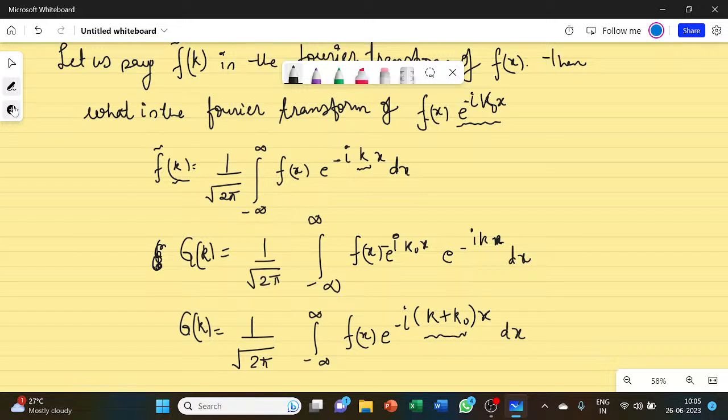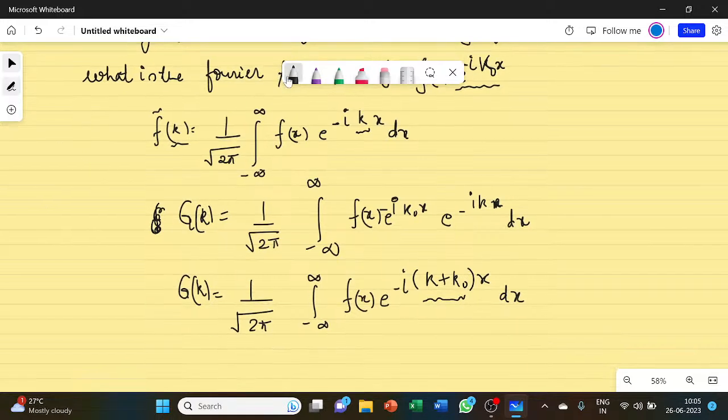k plus k naught. So the new Fourier transform, which I have written as g of k, is nothing but the Fourier transform of f at k plus k naught. So this will be the Fourier transform at k plus k naught. Okay, so this is how you do things in the language of Fourier transform.